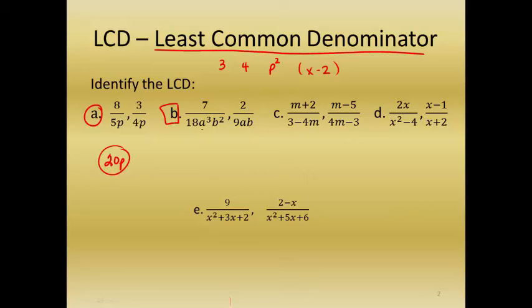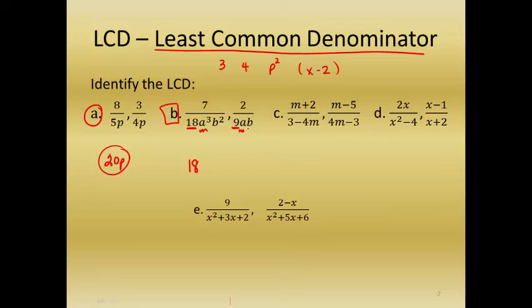So part B, I have an 18 and a 9. Well, the 18 can already represent the 9. The 9 cannot represent the 18 because it's not large enough. So the number is going to be 18. In other words, what would clear the fraction? An 18 would clear both, a 9 would not clear both. And then I look at the variables.